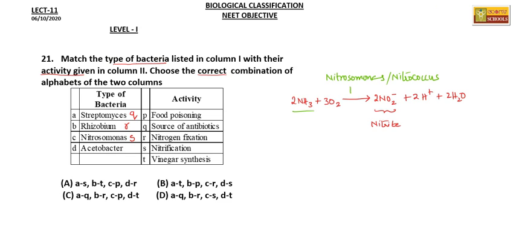Then the next one, Acetobacter. Acetobacter aceti is used in manufacturing of acetic acid. Vinegar is an aqueous solution of acetic acid. So out of the options, AQ, BR, CS and DT, that is option D, is the right answer.